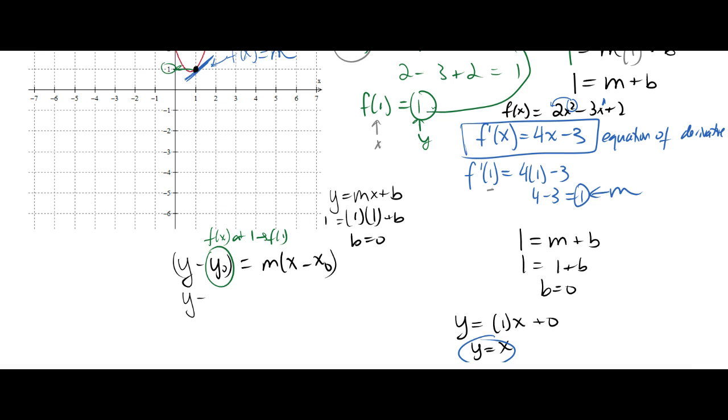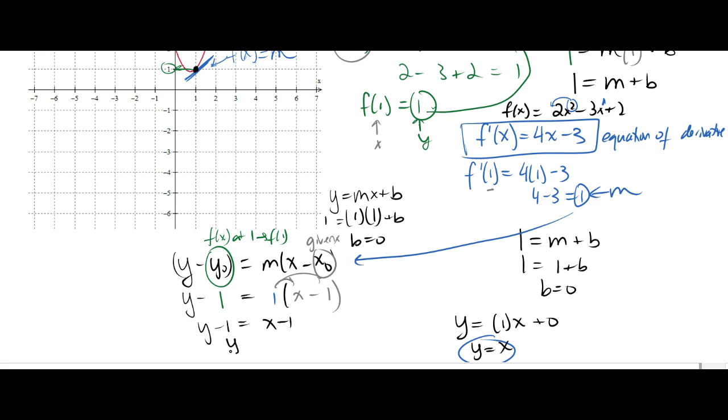So y minus 1 equals, well, 1, that's our slope from over here, times x minus x0, this is the given x, so that's also our 1. And what we get by distributing here is we end up with y minus 1 equals x minus 1, add 1s to both sides, and we get y equals x.